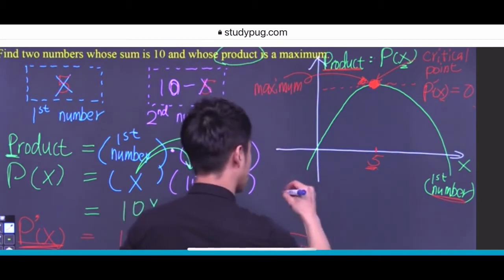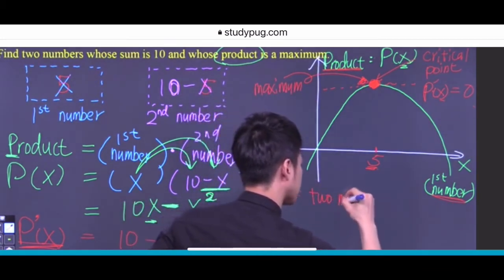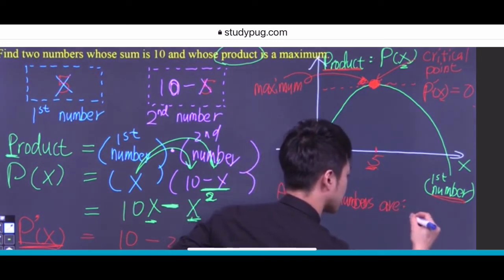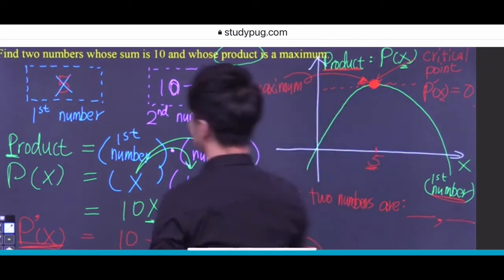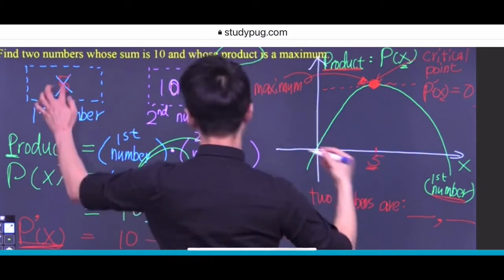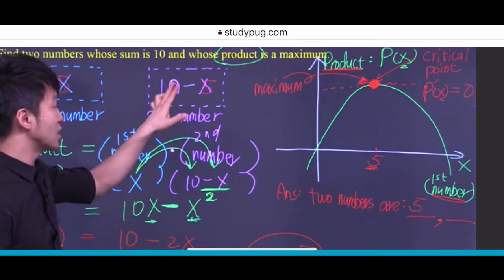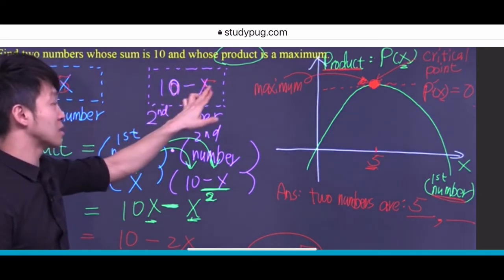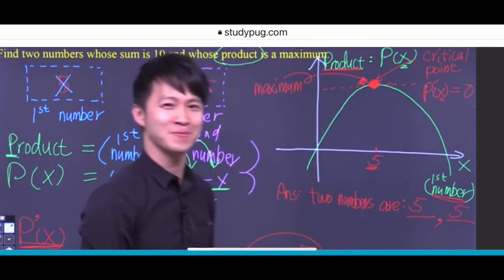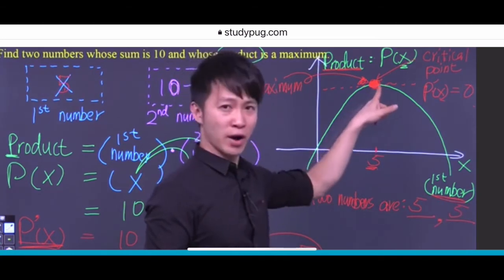Okay, so our answer is, the two numbers are, first number, second number. Our first number is just x, and in this case, x is equal to 5. Our second number is 10 minus x, so in this case 10 minus 5 is equal to 5. So 5 and 5 will give us a maximum product.